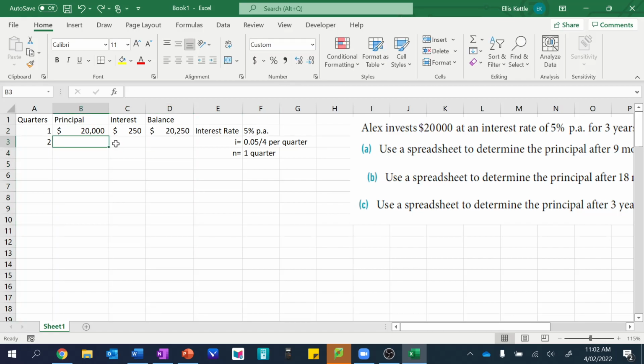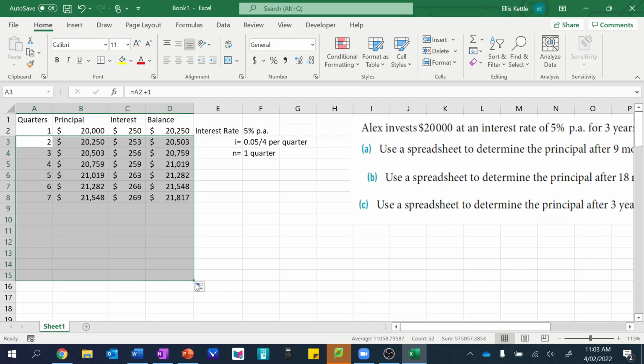Alrighty, so the new principal, this is an easy formula. I want it to be equal to whatever the previous balance was. Alrighty, now I've got a formula here, I've got a formula here, I've got a formula here, and I've got a formula here. All I want is to get them in a row. So to do that, I'm just going to special click, drag, select the row, drag down.